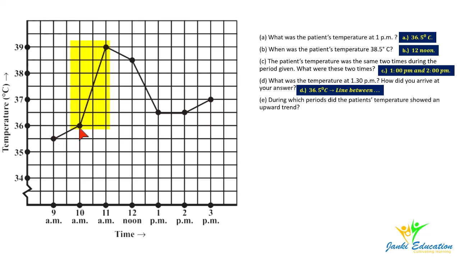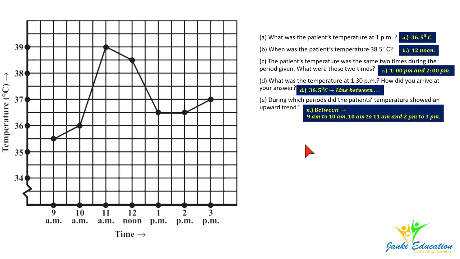So the timings are: first one is between 9 a.m. to 10 a.m., second is 10 a.m. to 11 a.m., and the last one is 2 p.m. to 3 p.m. So our answer for this is 9 a.m. to 10 a.m., 10 a.m. to 11 a.m., and 2 p.m. to 3 p.m. So basically you need to understand the graph, the given points and how to analyze that.